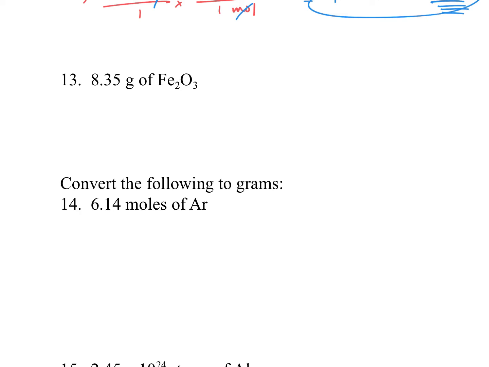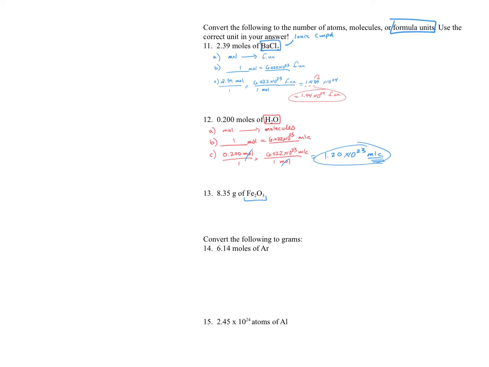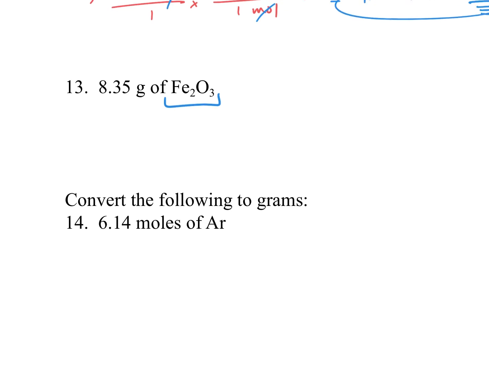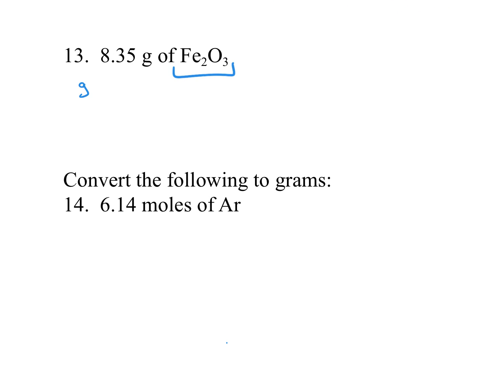Question 13 asks you to convert grams into particles of iron 3 oxide. Since these are particles of iron 3 oxide, iron is a metal and oxygen is a nonmetal. That means that these particles are ionic compounds. So the particle that we're looking for are formula units. In the question, it's asking you to change the following into particles. We have grams of a substance, and we are trying to get to formula units.